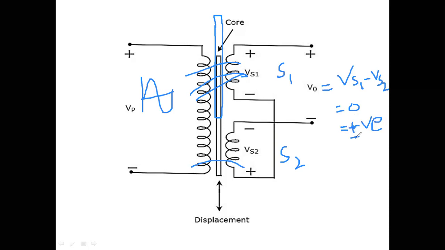This positive sign represents direction of displacement, and the value here gives me the amount of displacement. The positive sign tells me direction of displacement, and magnitude gives information about amount of displacement.